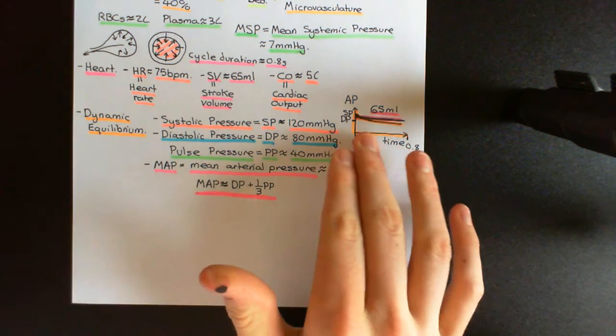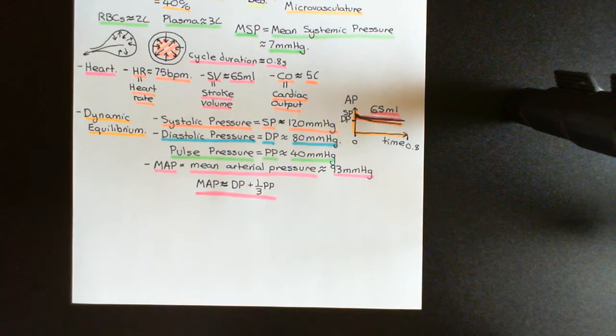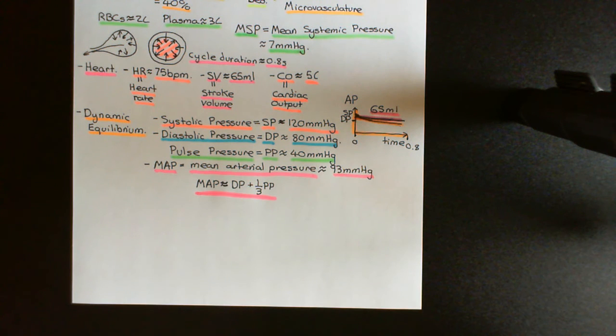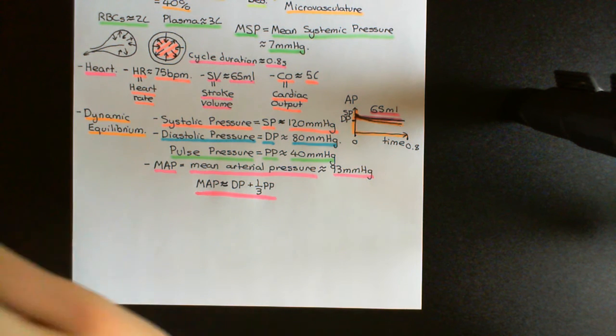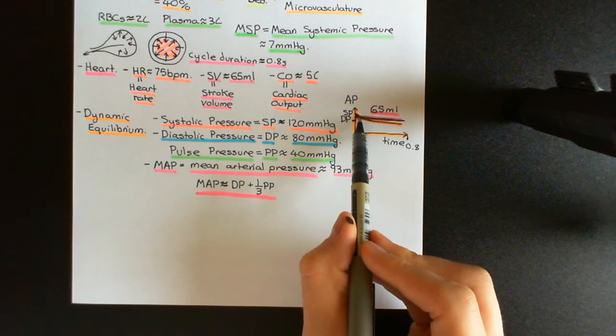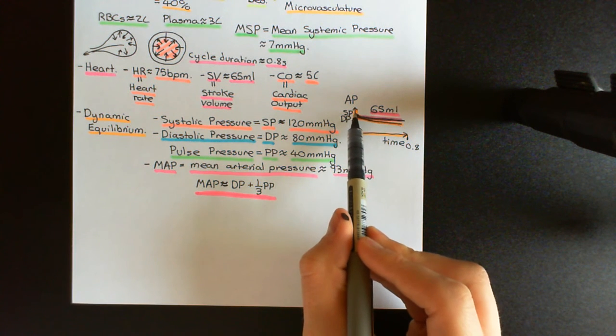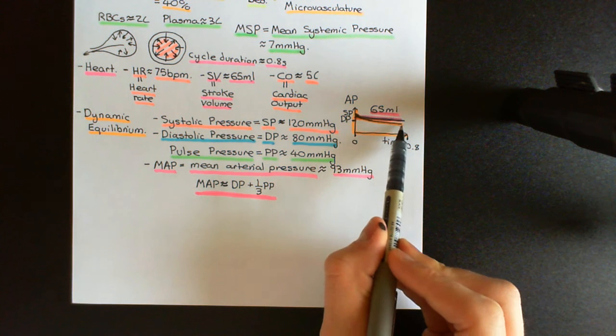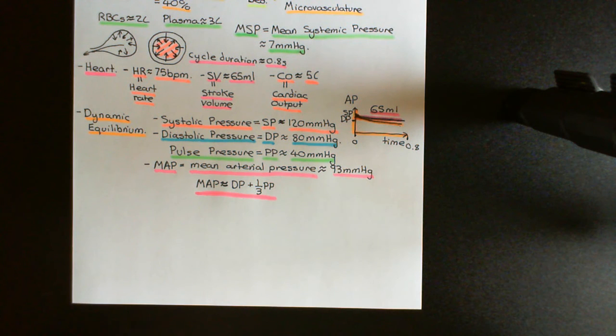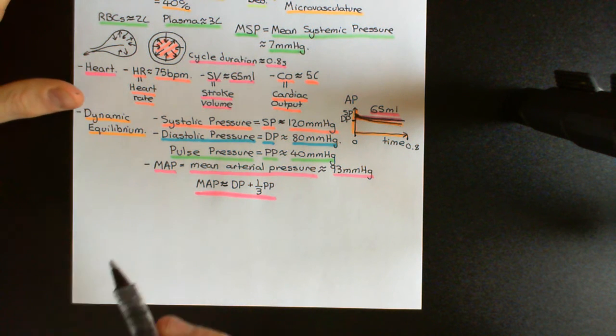Okay, so mean arterial pressure means what pressure would you need to have in the arterial system for the entire cardiac cycle between 0 and 0.8 seconds to get the same movement of blood from the arterial system to the venous system as you do get in reality with this fluctuating pressure where you're starting at systolic pressure and then going down to diastolic pressure. Okay, that's the concept of mean arterial pressure.